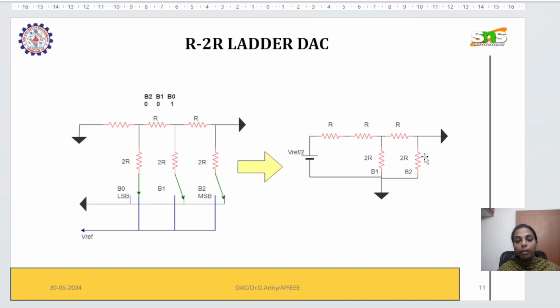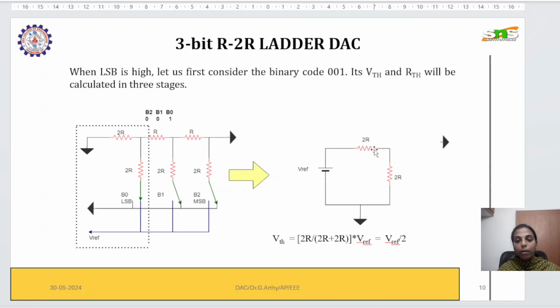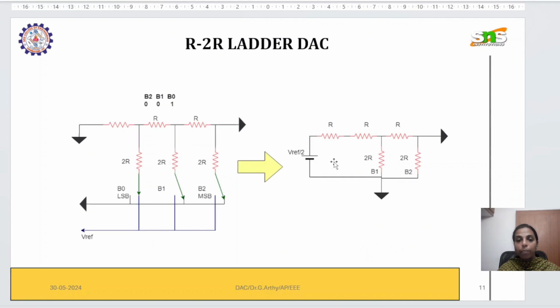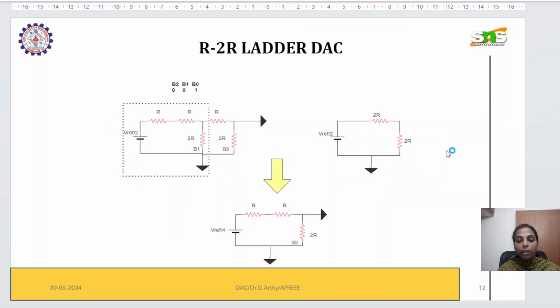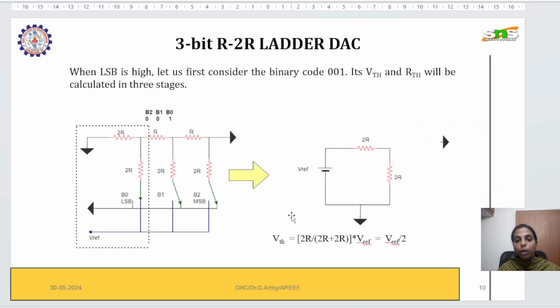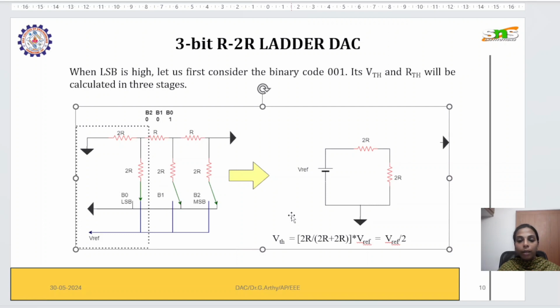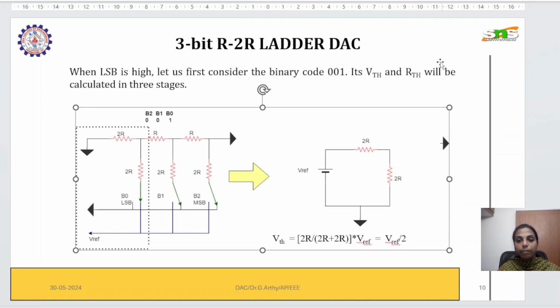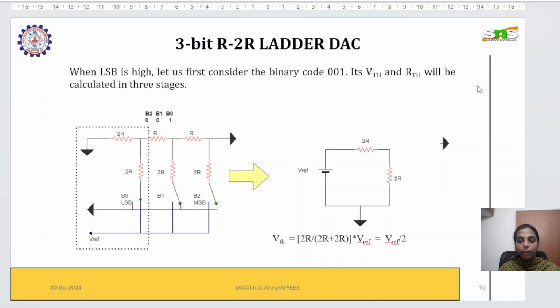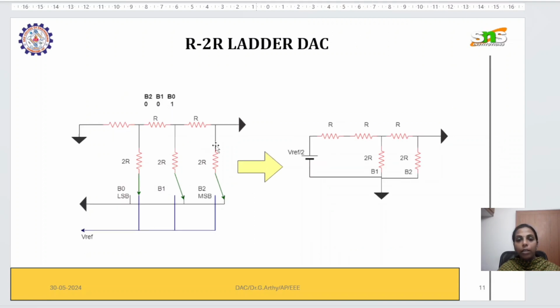Then, with R parallel to R, the V Thevenin value is V reference by 2, and the resistance is 2R into 2R divided by 2R plus 2R, which gives R. So that 2R is replaced with an R. We have found that the Thevenin's voltage is V reference by 2.